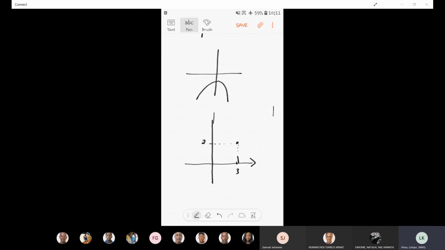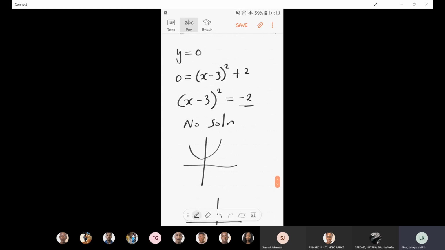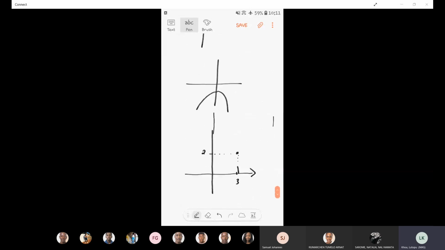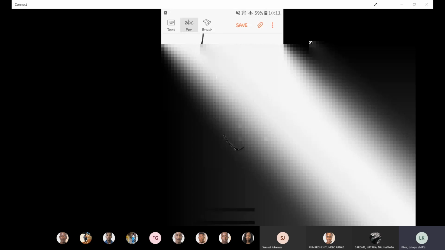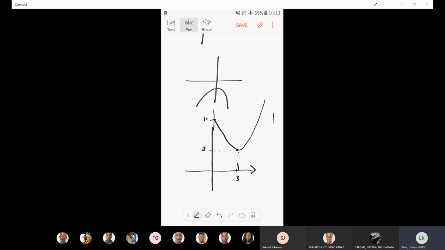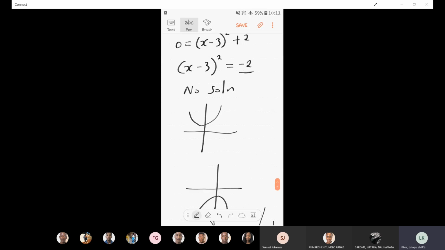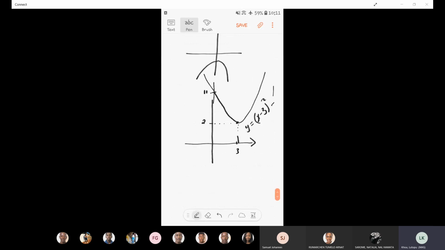And then we say the y-intercept is at 11. And 11 will be somewhere up there. And then I will draw a nice smooth parabola like that. This is 11. And then I will label it y is equal to (x minus 3) squared. What was it? Plus 2? Yeah, plus 2. Like that. That is a 2.